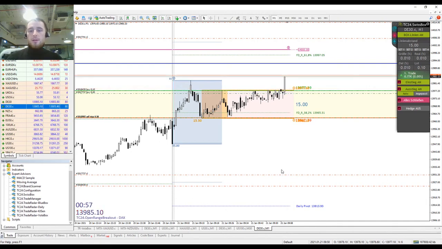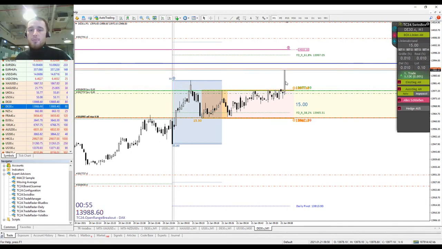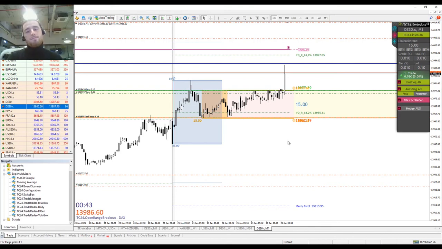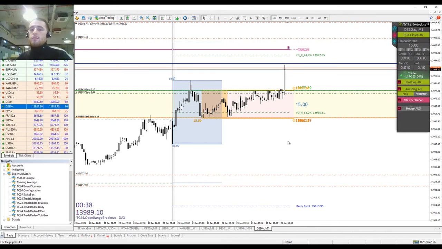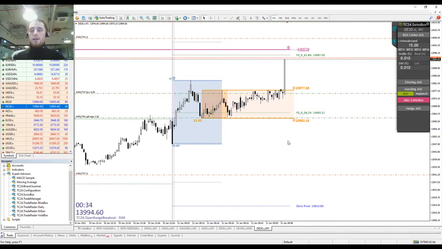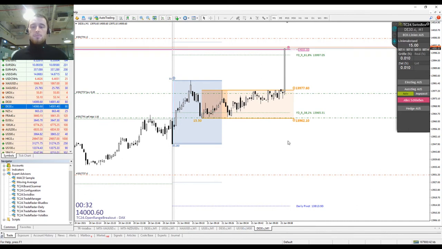So here we go. We've just had the opening, and as you can see, we get that breakout from our open range, and you'll see as it goes past our blue line, it should trigger our take profit straight away. And there's our take profit hit, and that's our German market opening trade finished for the day.